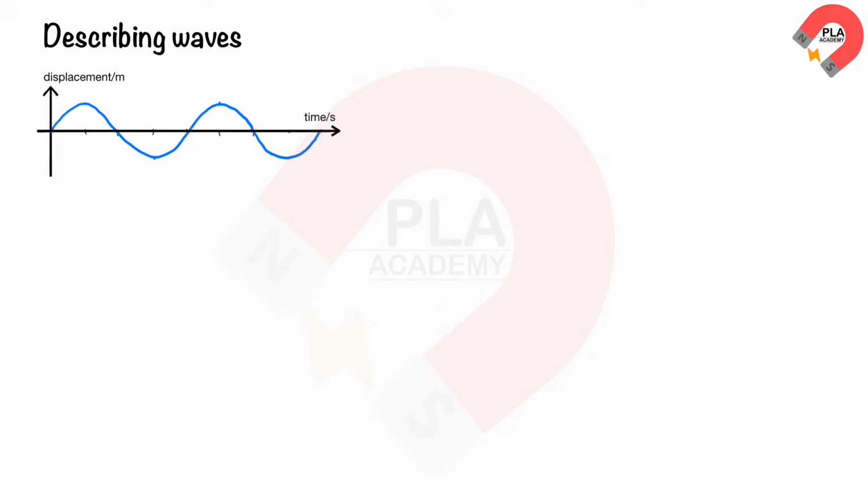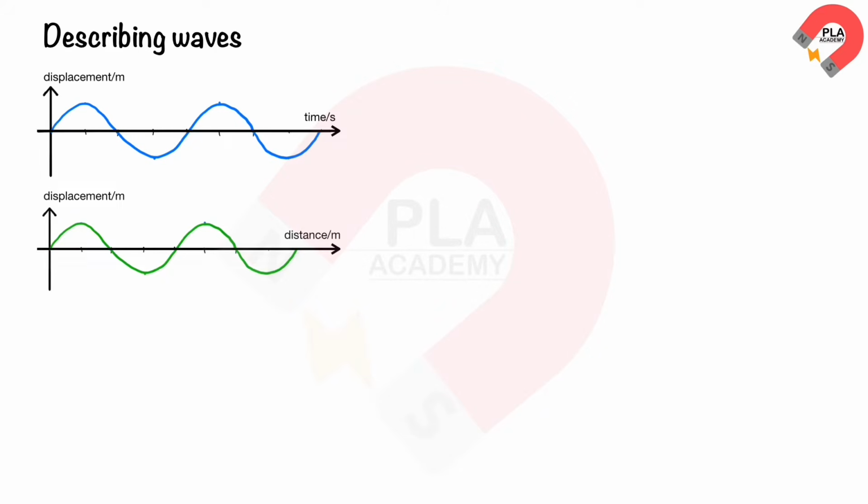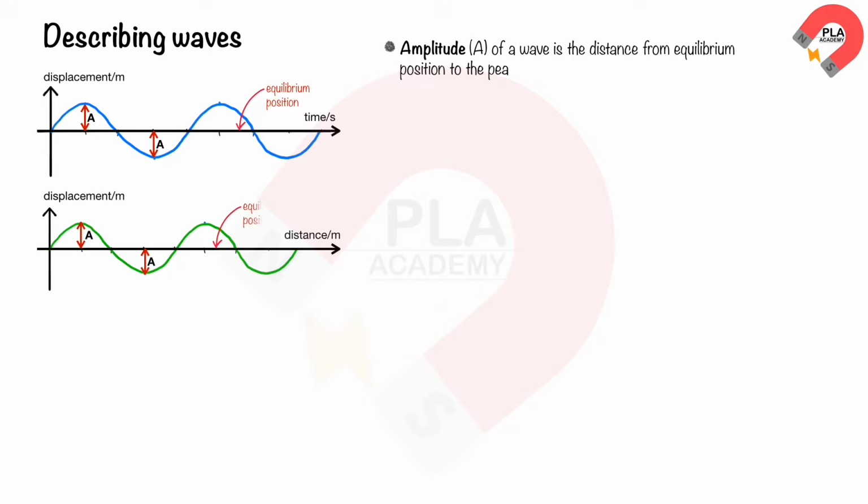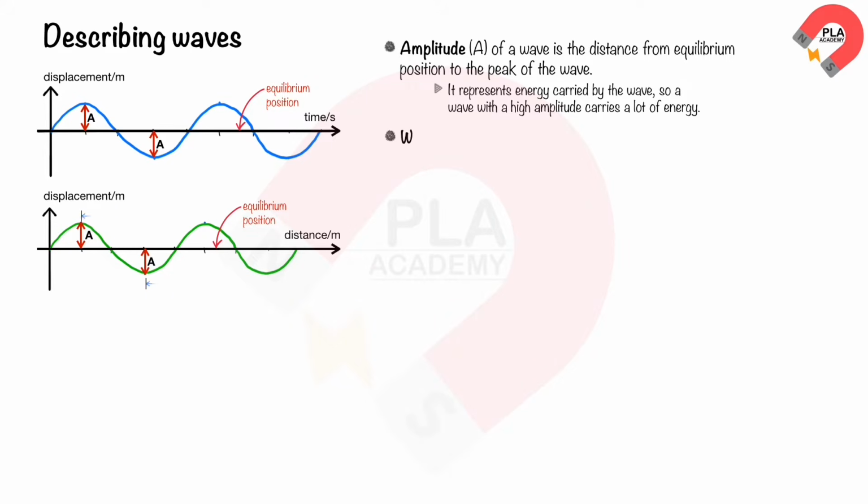Describing waves. Here is the displacement-time graph of a traveling wave. Here is the displacement-distance traveled graph of a traveling wave. Amplitude, A, of a wave is the distance from the equilibrium position to the peak of the wave. It represents the energy carried by the wave, so a wave with a high amplitude carries a lot of energy.